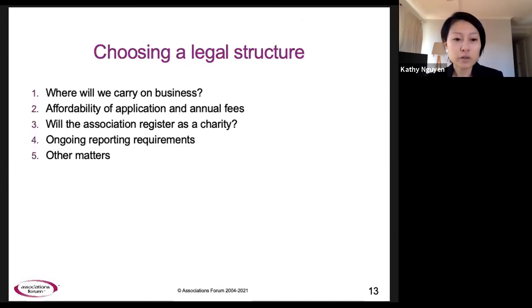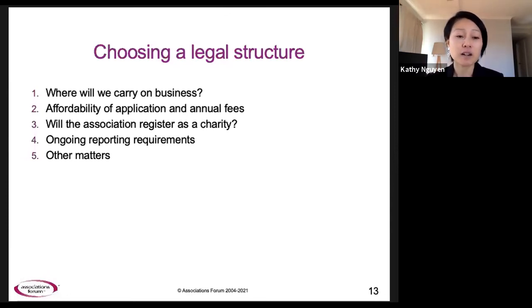The third is, will the association register as a charity? Now, why this is relevant is that if you register as a charity, then the ACNC becomes your main regulator, but there may be dual reporting depending on which state you register under. And if you intend to register as a charity, the company limited by guarantee structure is usually better because many of the provisions in the Corporations Act are switched off for charities, and we won't go into that today.